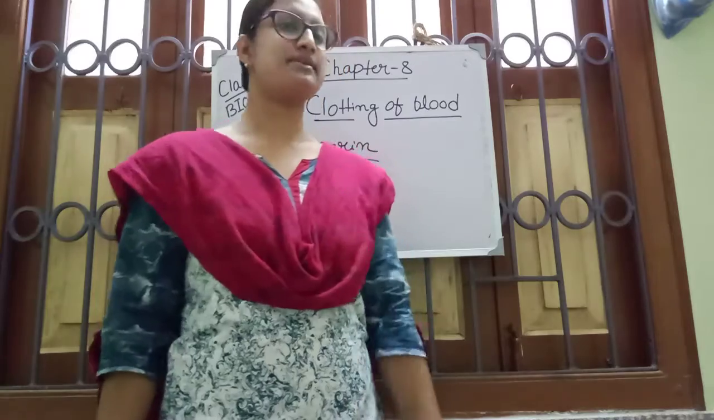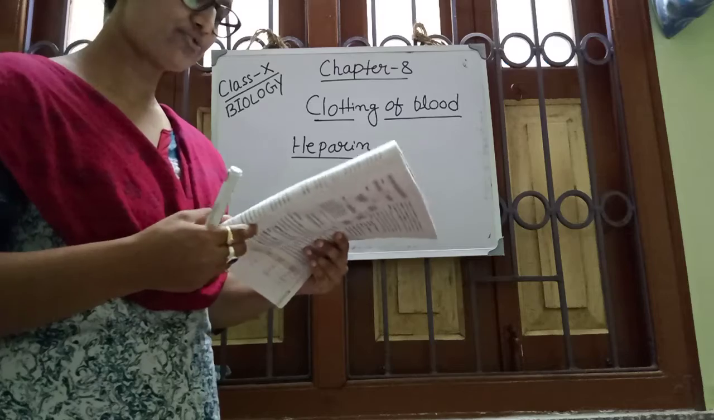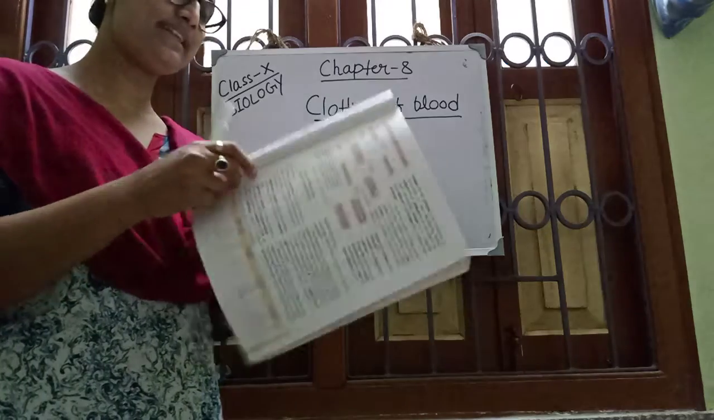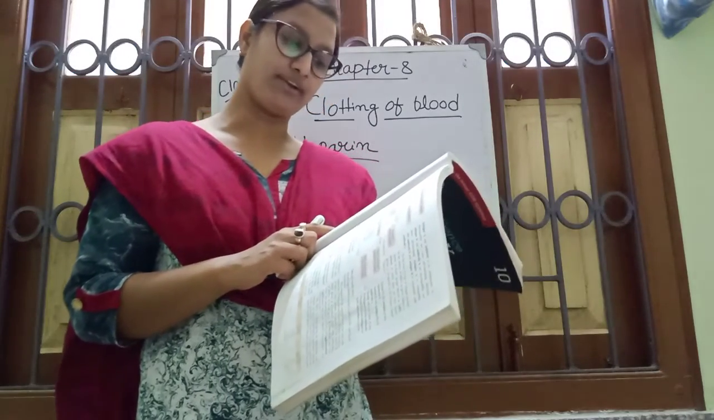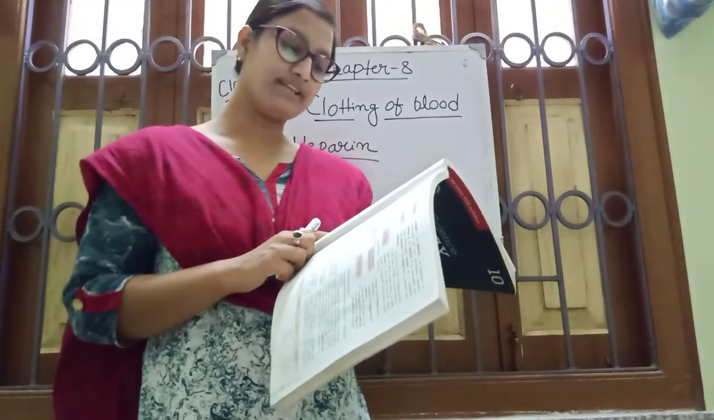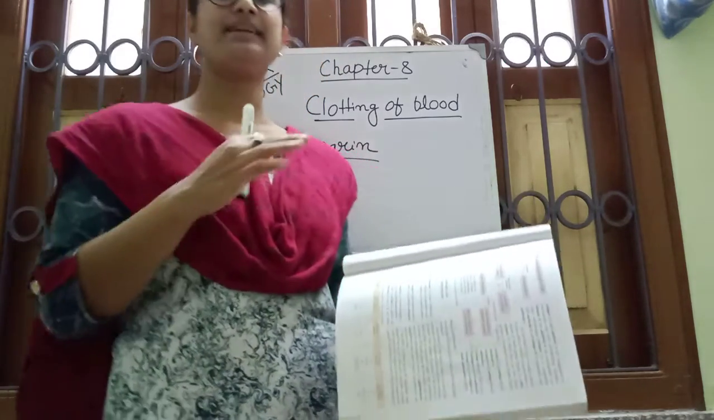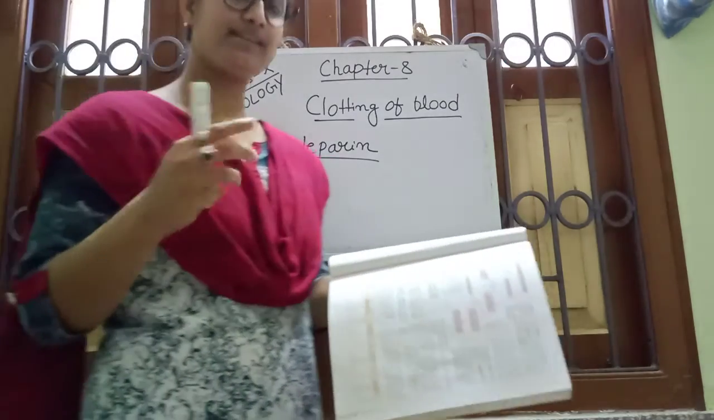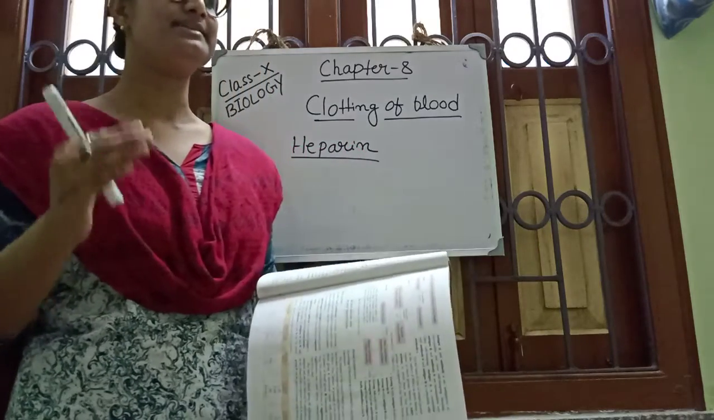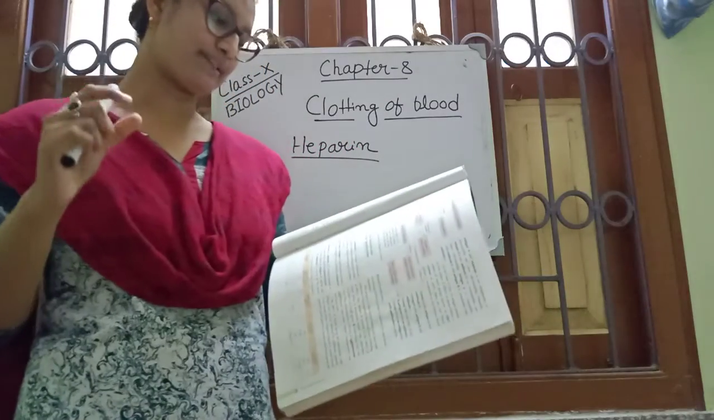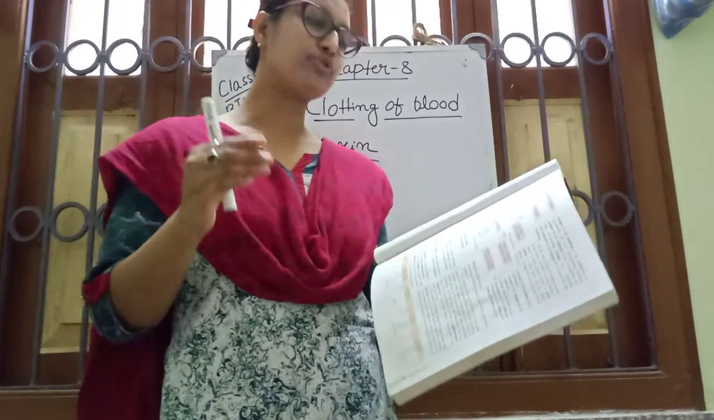Only three steps are given in your book. Step by step I will discuss. Step 1: when the blood vessel is injured due to a cut, the blood platelets come in contact with the environment, burst and liberate thromboplastin. The platelets release this one factor, thromboplastin, which helps in the formation of the enzyme prothrombinase.